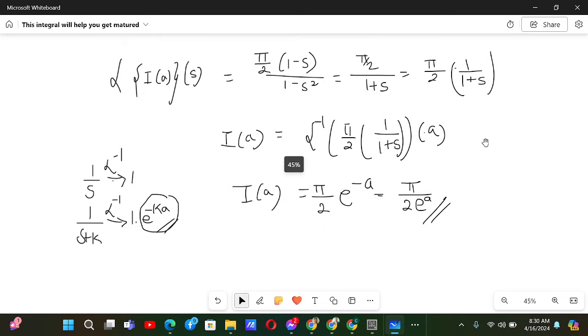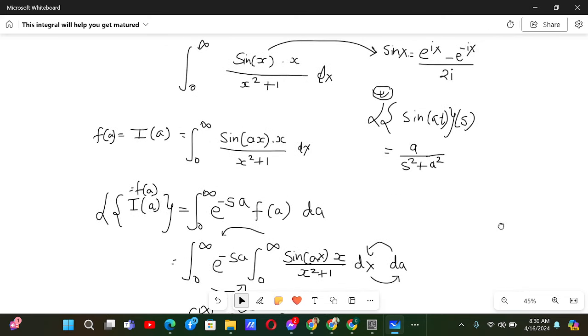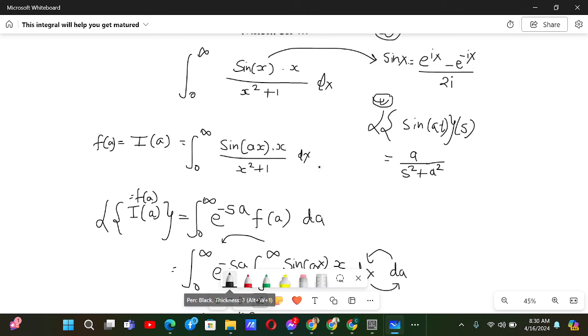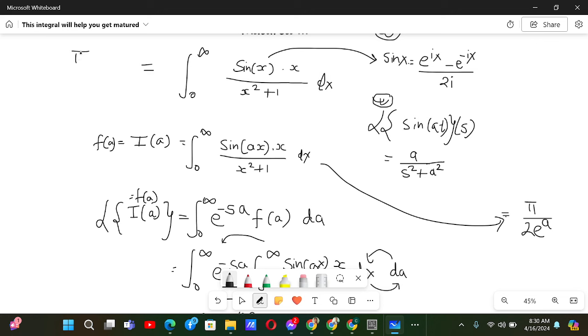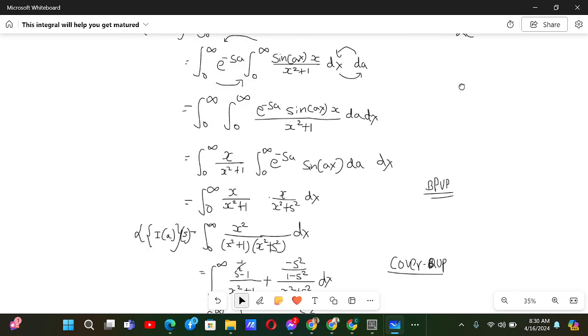But no, we still have something to do. We know that this general integral is now equal to pi by 2 e to the power minus a. Was that what we were looking for? No, we were looking for this special case when a was equal to 1. And if we put a as 1, we get pi by 2e, and that is the answer. And note how easy and simplified it became after taking the Laplace transform.